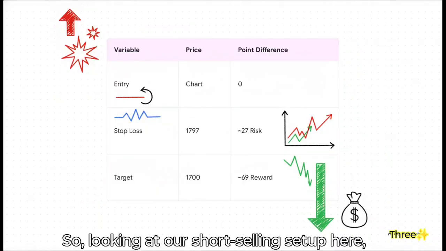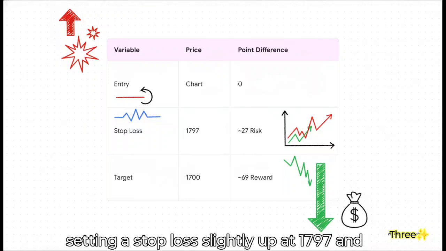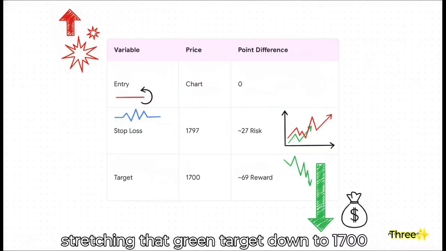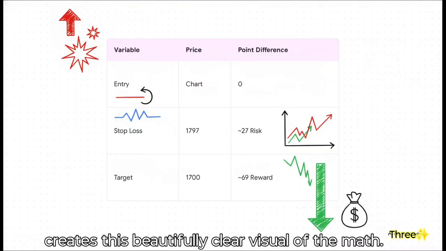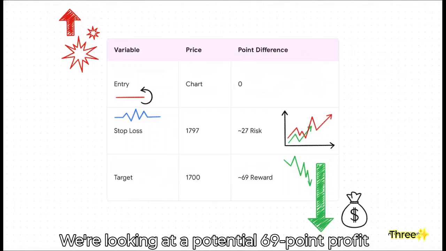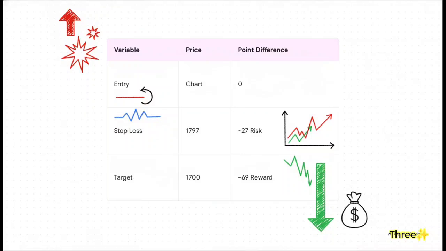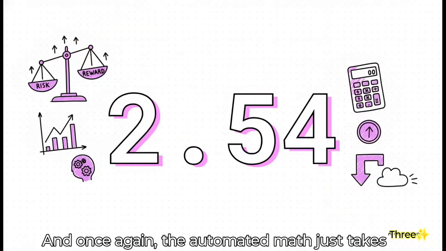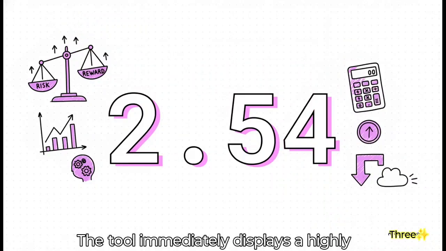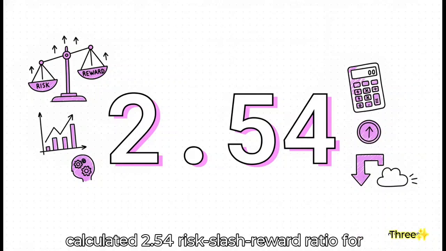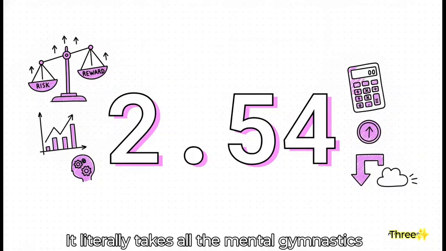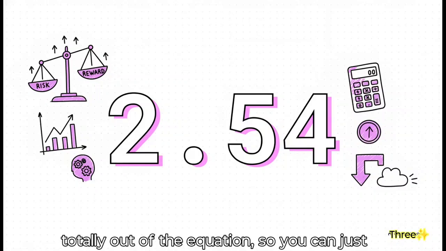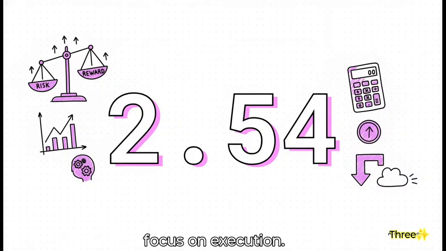So looking at our short selling setup here, setting a stop loss slightly up at $17.97 and stretching that green target down to 17.00 creates this beautifully clear visual of the math. We're looking at a potential 69-point profit stacked up against just a 27-point risk. And once again, the automated math just takes over. The tool immediately displays a highly calculated 2.54 risk/reward ratio for this bearish trade. It literally takes all the mental gymnastics totally out of the equation, so you can just focus on execution.